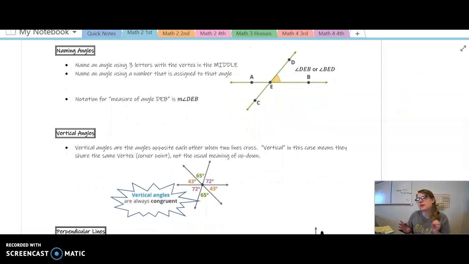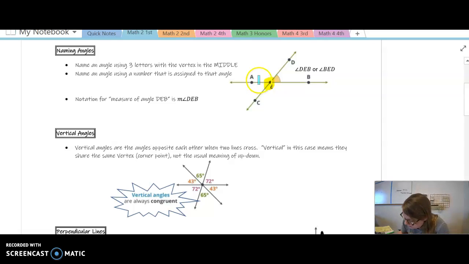So the first and very important thing when it comes to this unit is naming angles properly. We're going to be naming an angle using 3 letters with the vertex in the middle. The vertex is where it changes its angle, that point of rotation. So our vertex in the middle is E. Whatever angle we choose to name, E has to be the second letter.